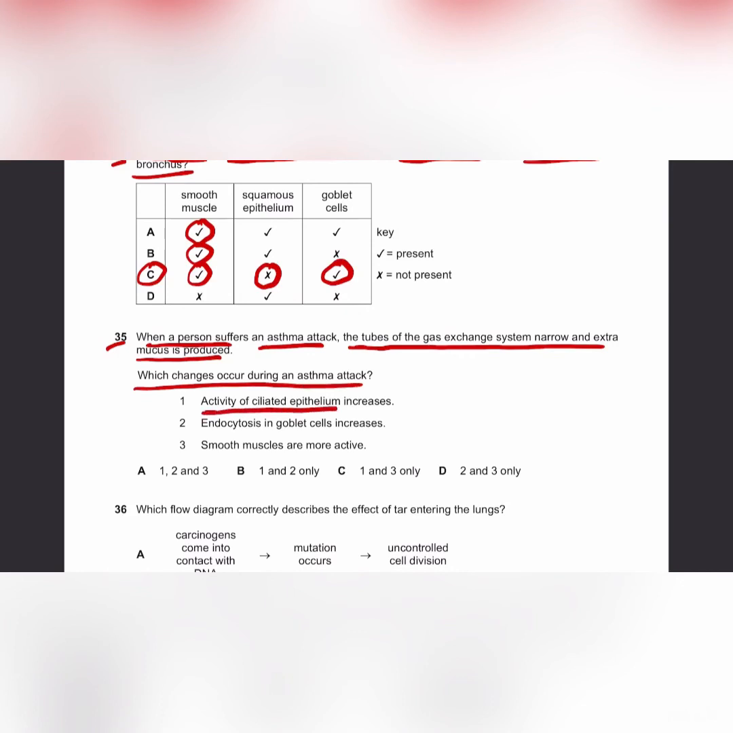Activity of ciliated epithelium increases. This is true because ciliated epithelium contains goblet cells. Goblet cells are more active, they're producing more mucus. Obviously, if more mucus is produced, more cilia are working, so the activity of ciliated epithelium increases. This is true. Endocytosis in goblet cells increases. This is wrong. Why? Exocytosis occurs in the goblet cells, not endocytosis. When extra mucus is produced, the vesicles are fusing with the membrane and contents are released out of the cell by exocytosis. Smooth muscles are more active. This is true. So the answer is 1 and 3 only.